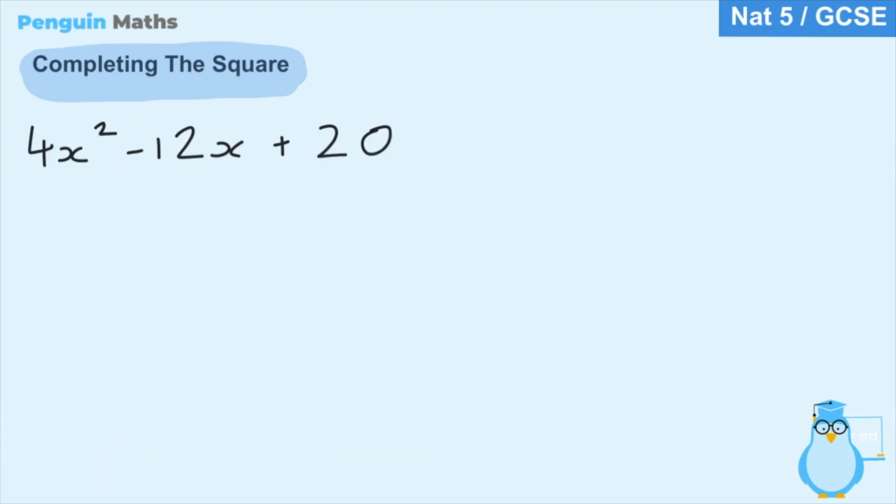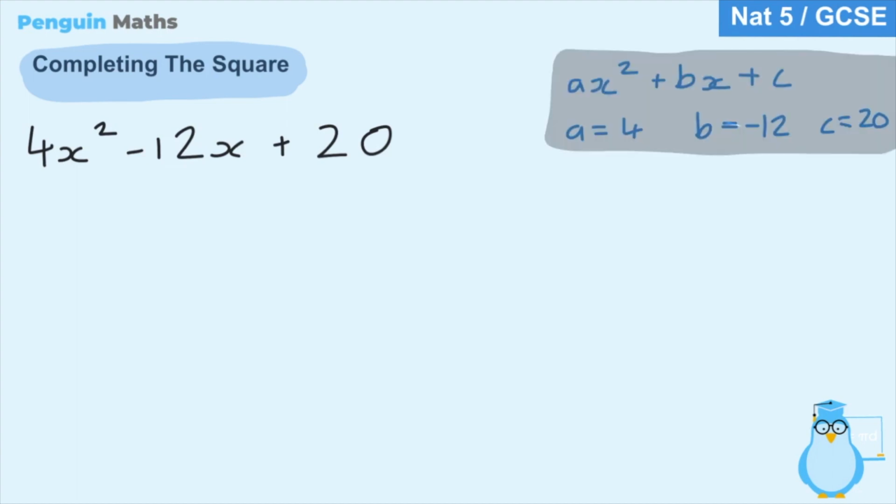Okay, let's give this example a go without looking at the steps. So we have 4x squared minus 12x plus 20. We want to put this quadratic expression into the form of completing the square. Okay, so step 1, what was it again? Well, the first thing I like to do is write it out in the form ax squared plus bx plus c, and we can see that a is 4, b is minus 12, and c is 20.